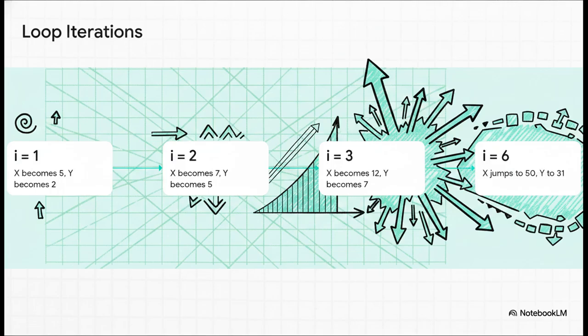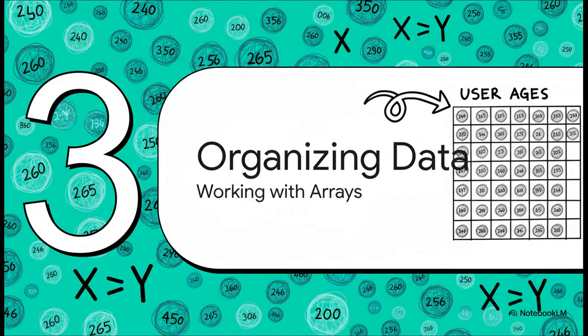As we step through the loop from I equals 1 all the way down to 6, try to guess the next value before we reveal it. Ready? By step 2, X is 7 and Y is 5. By step 3, X swells to 12 and Y to 7. And by the time we hit our final iteration at step 6, X has skyrocketed all the way to 50 and Y has grown to 31. Without this table, that rapid-fire math is completely invisible to us. But with it, we have a perfect chronological footprint of our program's behavior. Which brings us to section 3, organizing data with arrays.